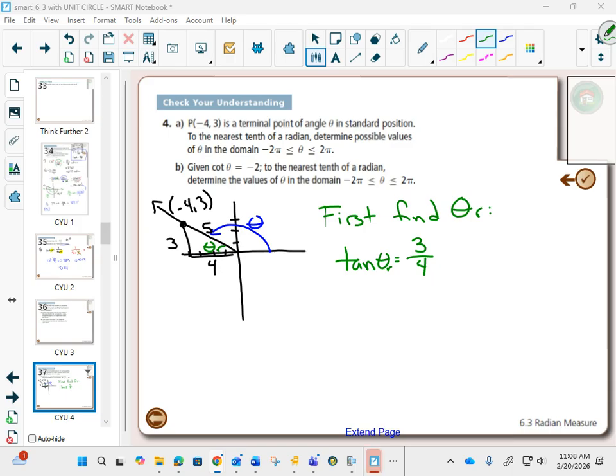Tan of theta would be negative in quadrant 2. But we always use positive values with the reference angle because we're thinking of the actual triangle. So then I can go to my calculator and I can go tan inverse of 3 divided by 4. And I get 0.6435.